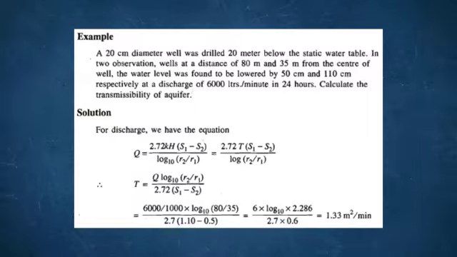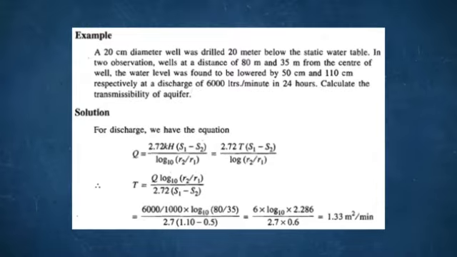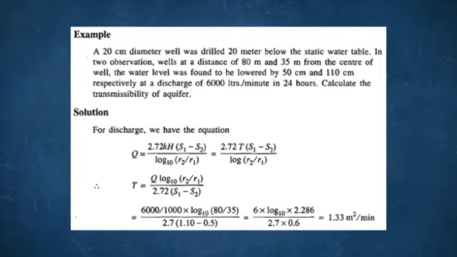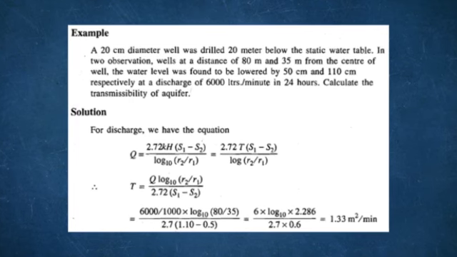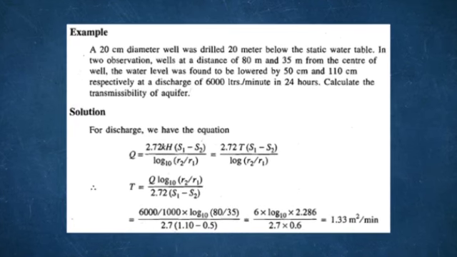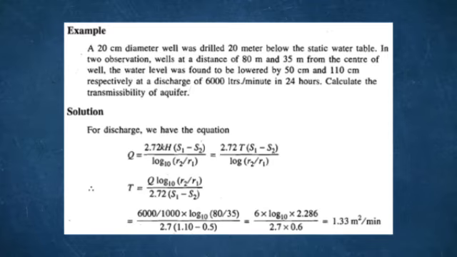Here is the second example. A 20 centimeter diameter well was drilled 20 meter below the static water table. In two observation wells at a distance of 80 meter and 35 meter from the center of the well, the water level was found to be lowered by 50 centimeter and 110 centimeter respectively at a discharge of 6000 liter per minute in 24 hours. So calculate the transmissibility of the aquifer.